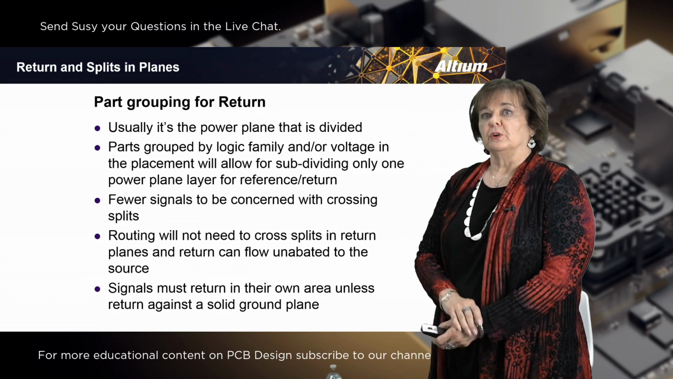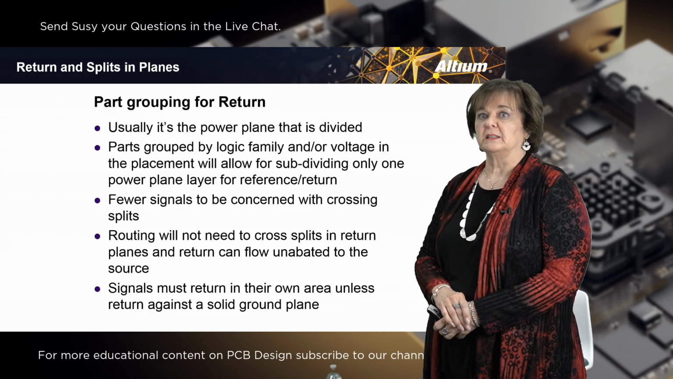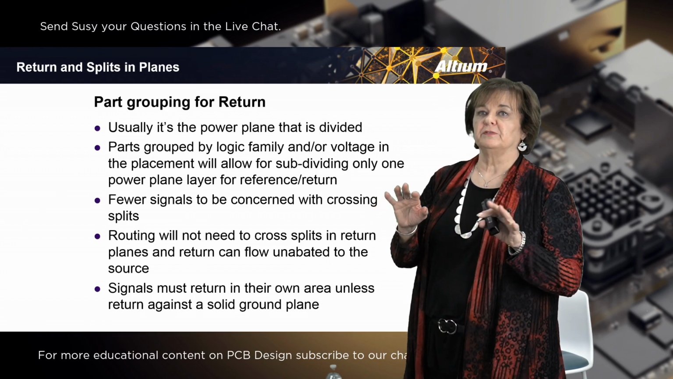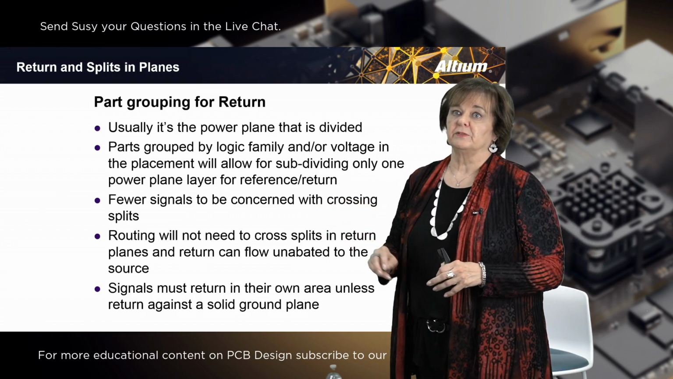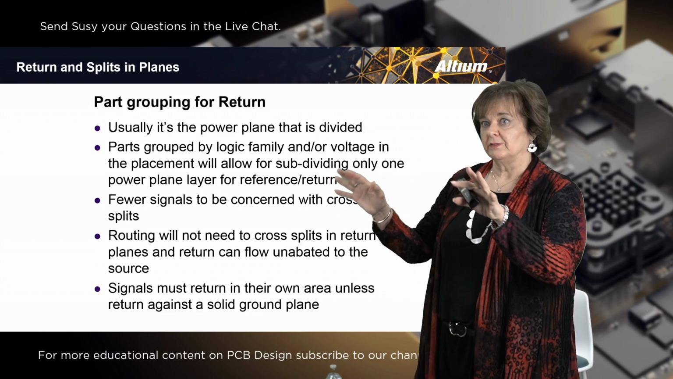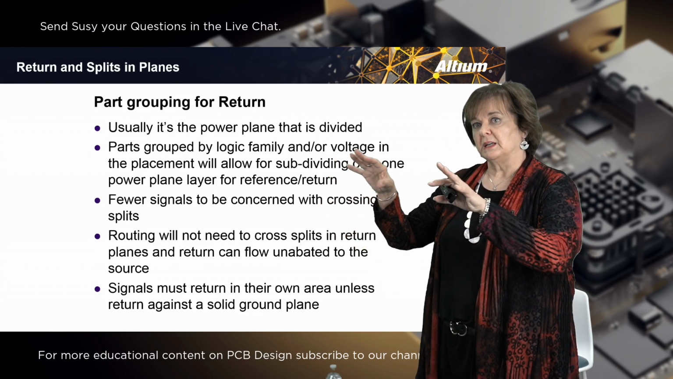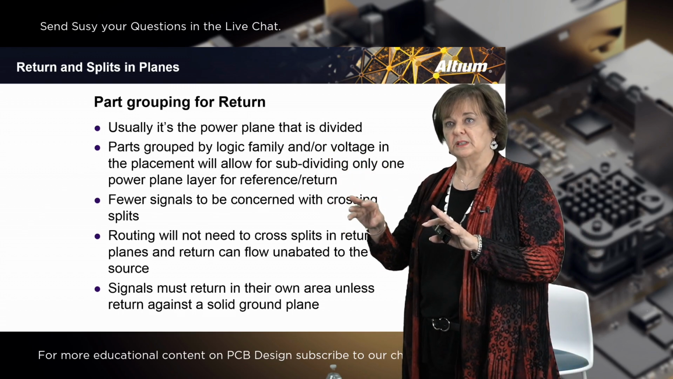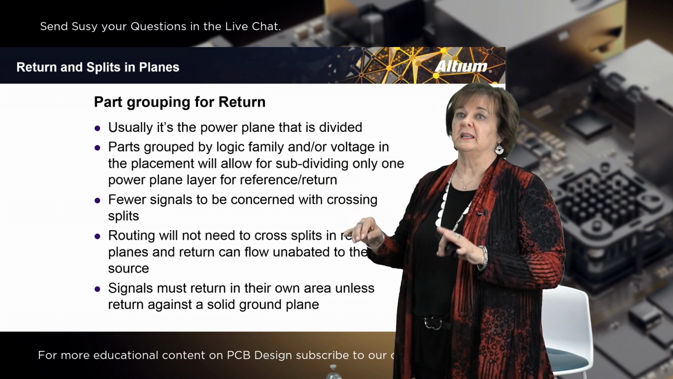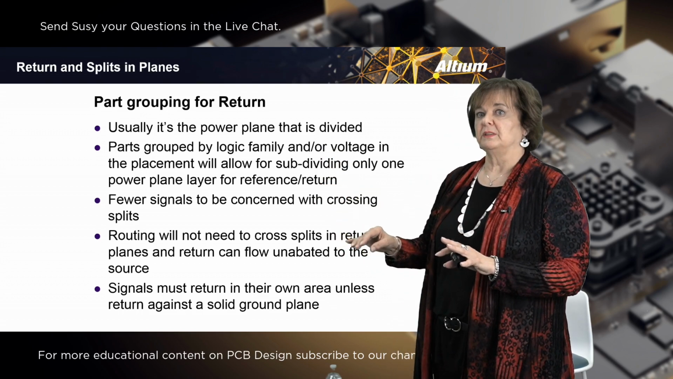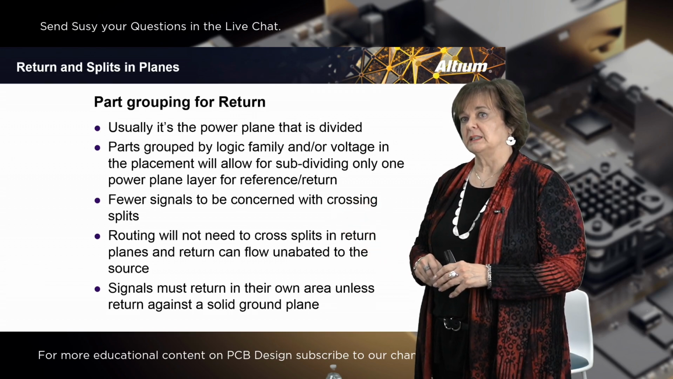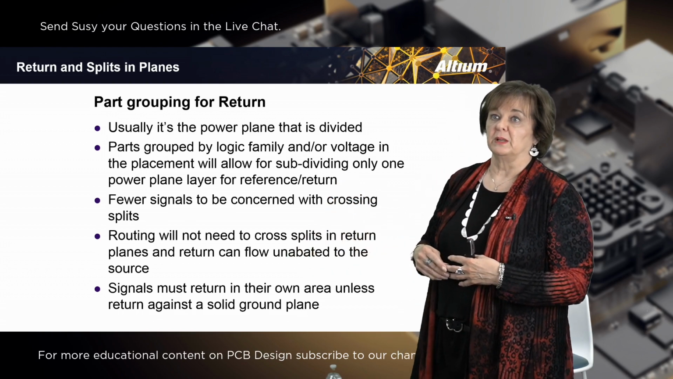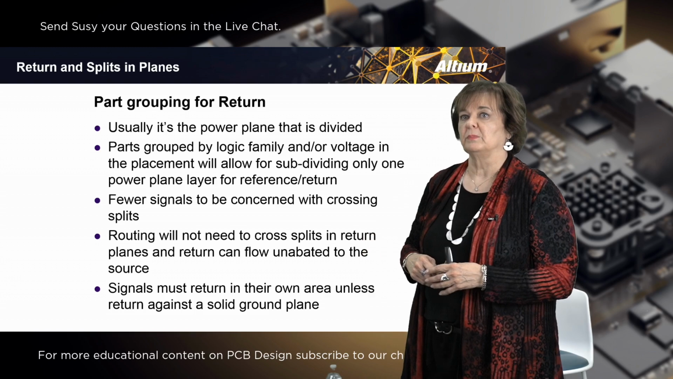Part grouping for return. Usually it's the power plane that is divided. If you can set up the different power families, the different logic families and voltages, in different sections of the board, then you can set up planes within that area and divide those planes, and all of the signals that route against the power planes in those areas would stay within those areas and would not need to cross over splits. And if they had to cross a split, they would have to go down and go to a solid ground plane, which is one of the reasons we don't want to split a ground plane.